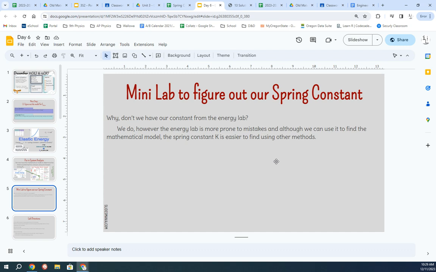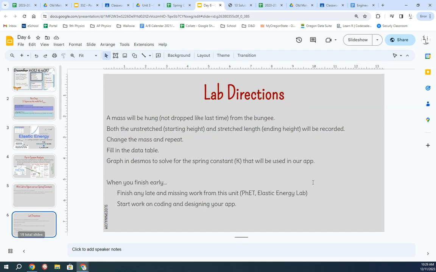The spring value, if we're just trying to find the spring value, is actually easier to find using other methods. And so that's what we're going to look at today, other methods to just make this a little bit easier so that we get even better data. The lab directions for today's lab are pretty straightforward.